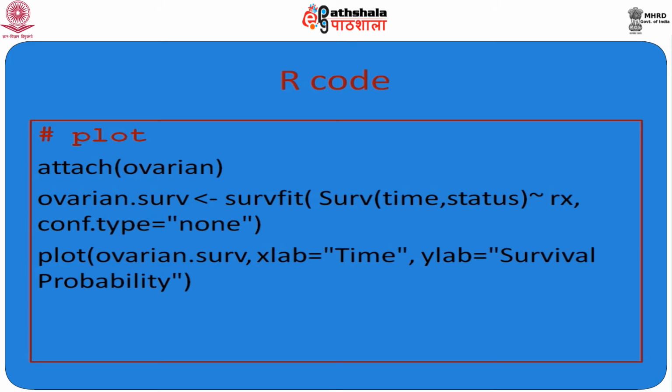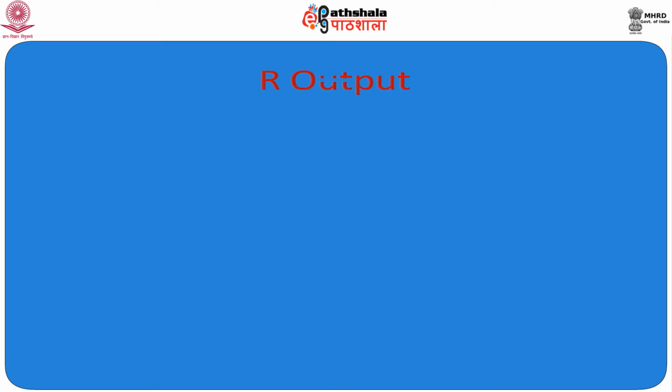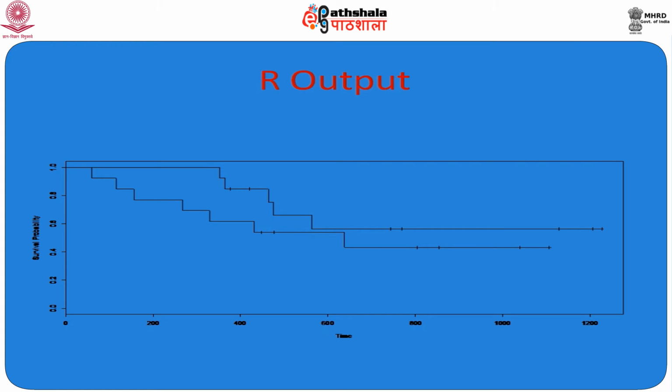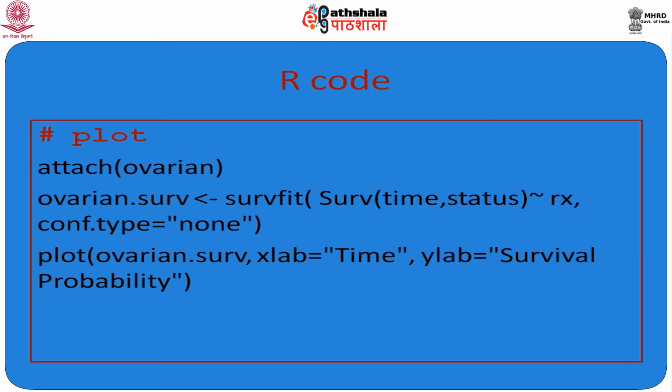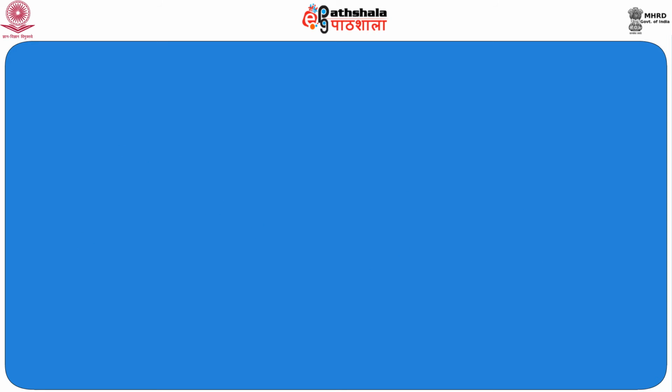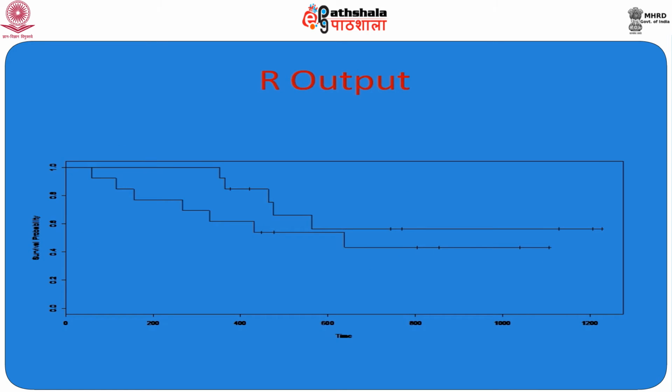Let's come to the second slide. This is the R output. Since in the earlier slide we had mentioned that time and status follow Rx, and Rx is of two types, that is 1 and 2, for Rx1 and Rx2 two graphs are presented as survival plots.